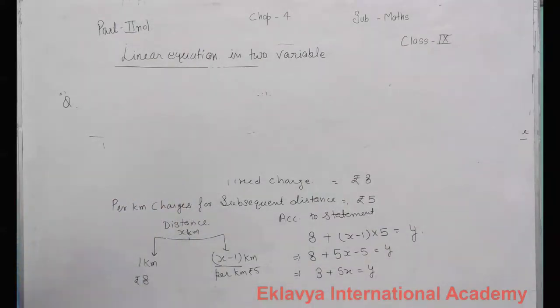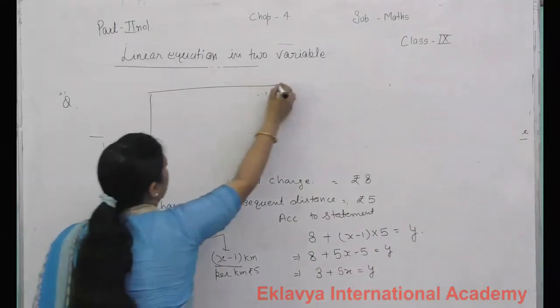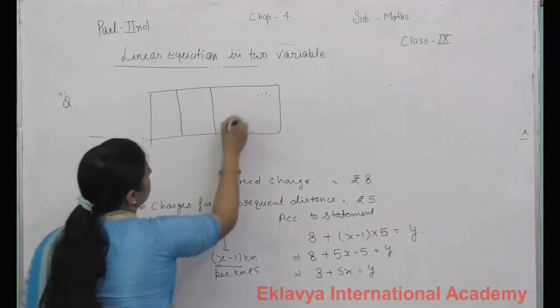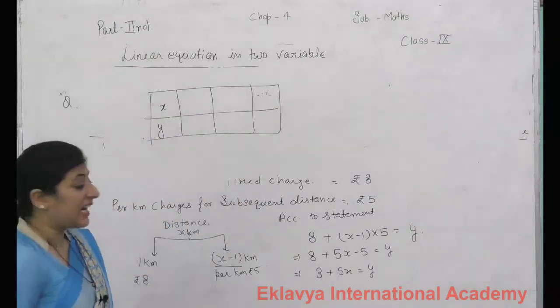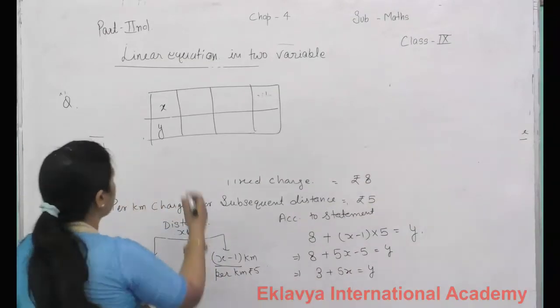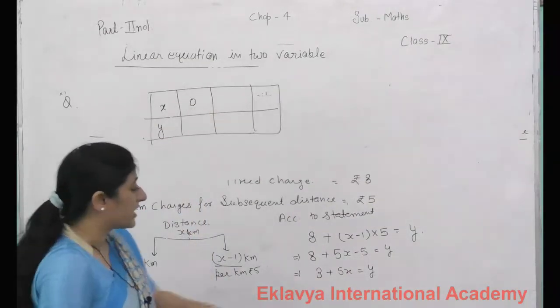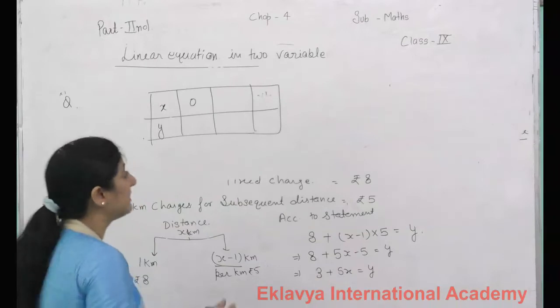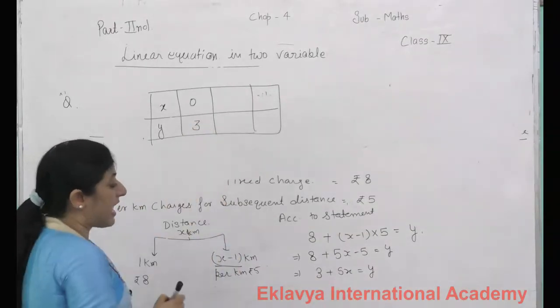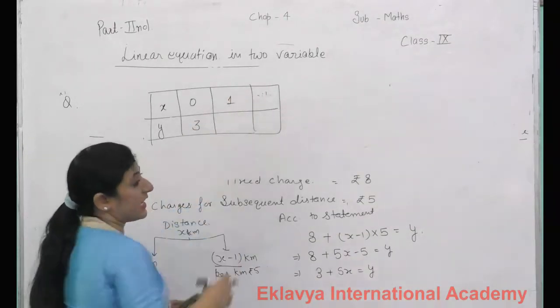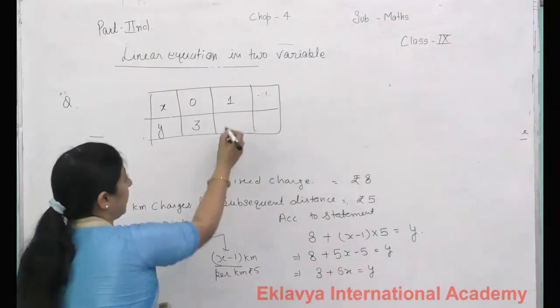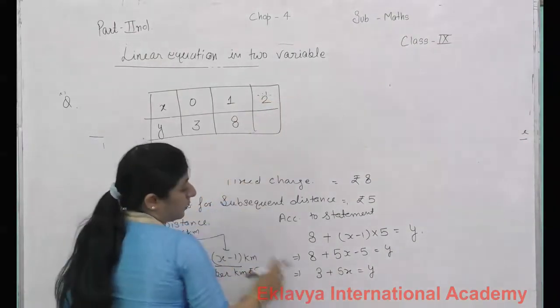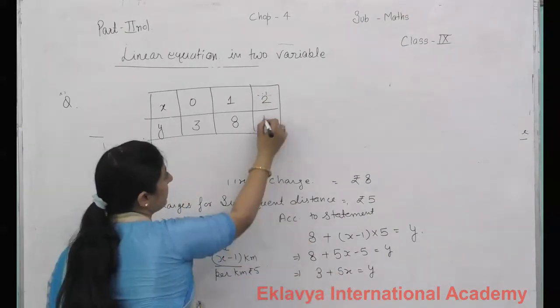How to find out solutions? If you can find them directly then no problem, otherwise show them one by one. I take x as 0. When I take x as 0, the value of y is 3. x as 1, then 5 into 1 is 5, 5 plus 3 is 8. x as 2, 5 twos are 10 plus 3, 13.